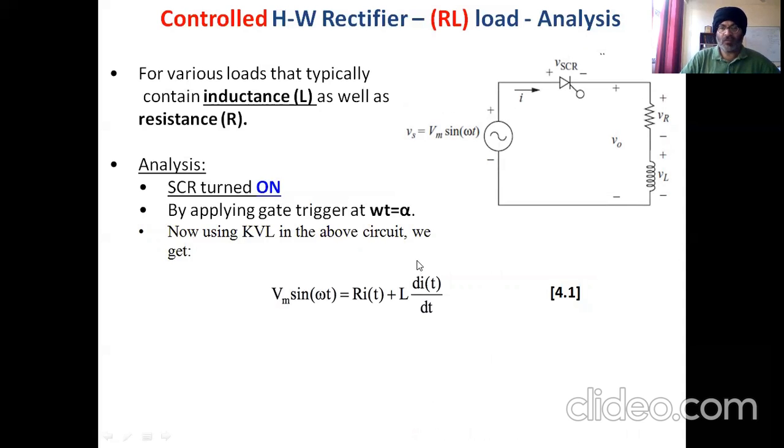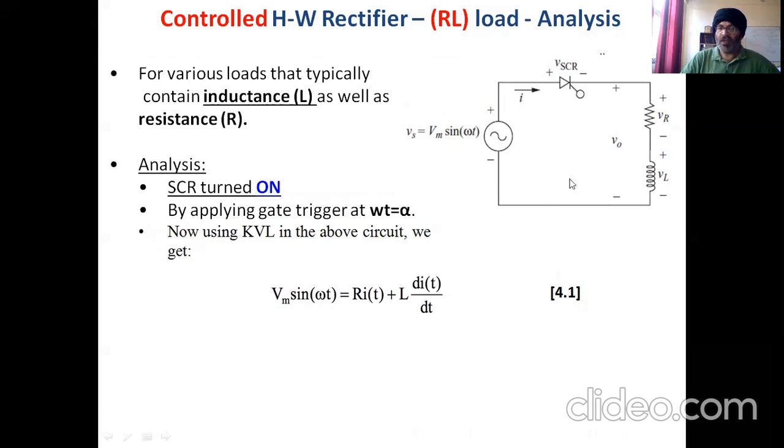Okay, now graphically we have seen how the half wave rectifier behaves with an RL load. Now analytically, how to do it. So, analysis: again, assuming the thyristor is on at angle alpha, because at angle alpha we apply a gate trigger. This angle is called the firing angle.